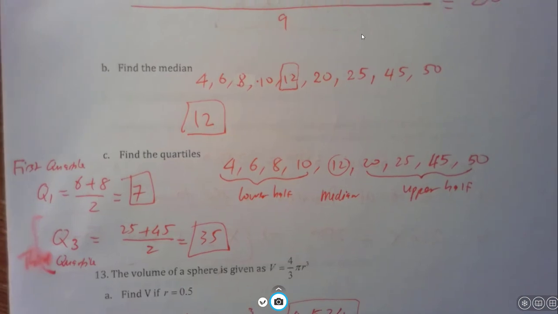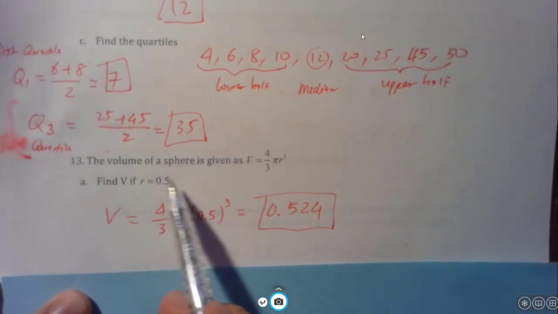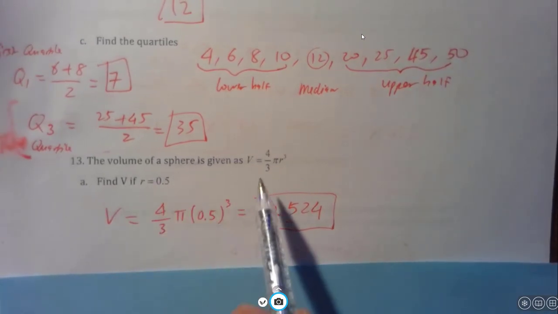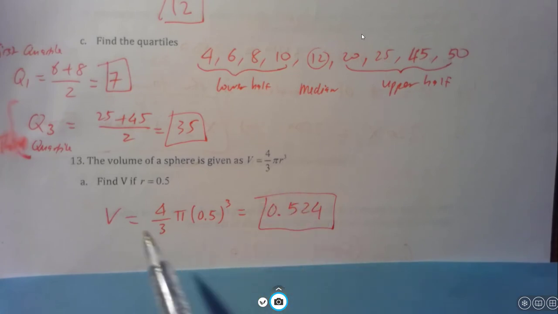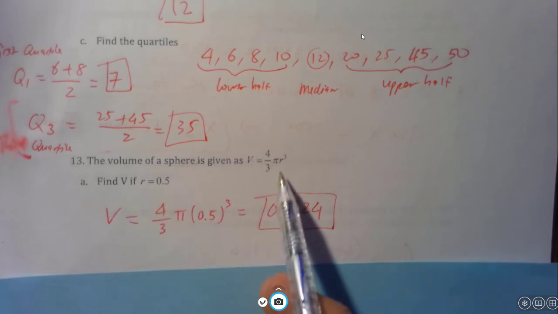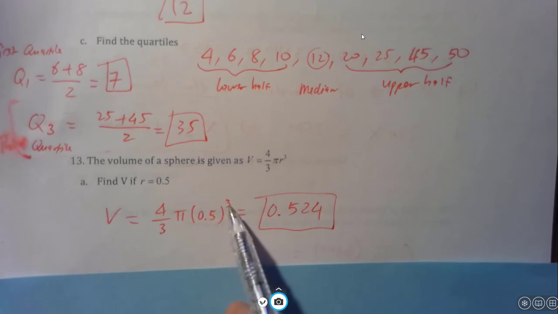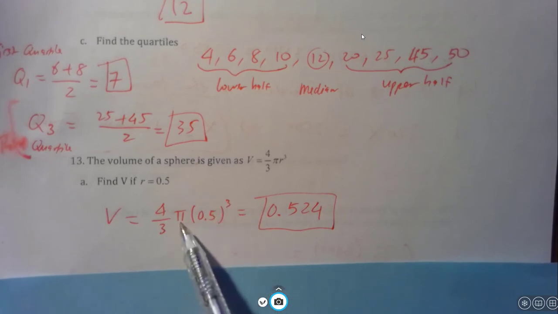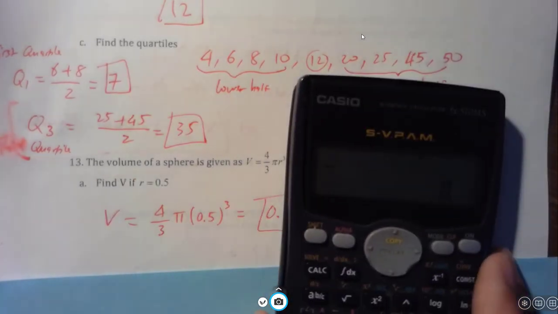And then the next question, 13. The volume of any sphere is given by the formula V equals 4 over 3 pi r to the third power. Find the volume when r is 0.5. So anywhere you see r, it now becomes 0.5 to the third power. Pi is 3.14. You can find this using the calculator.